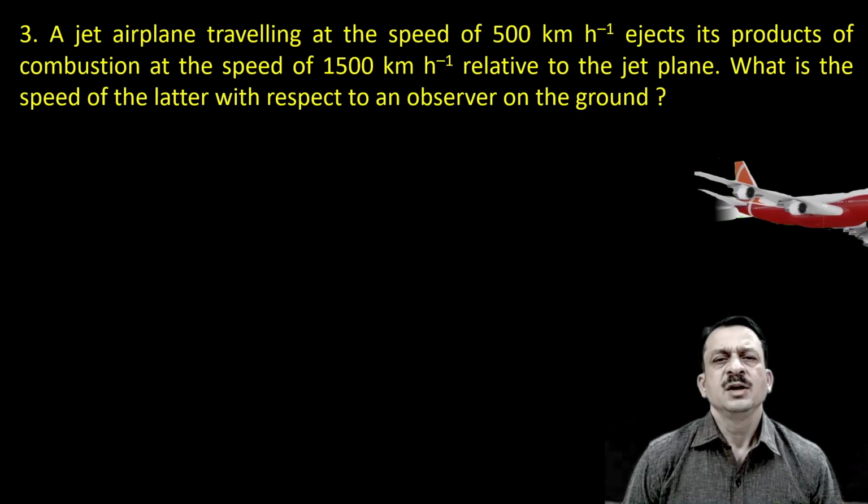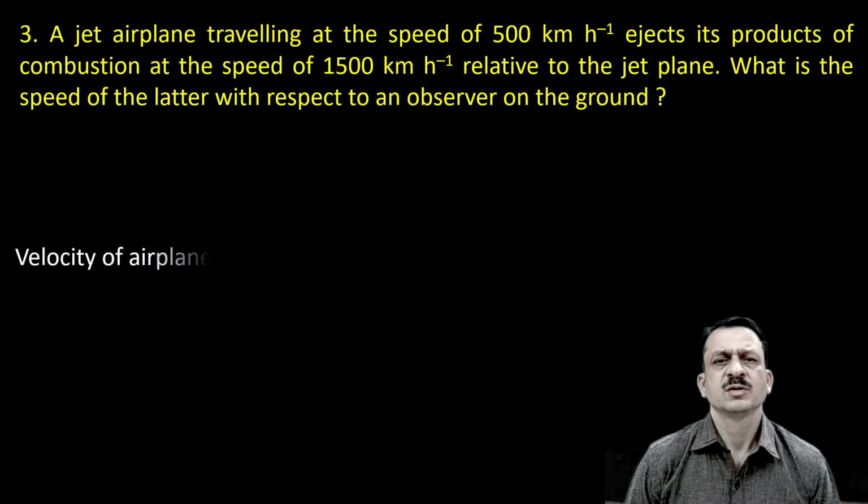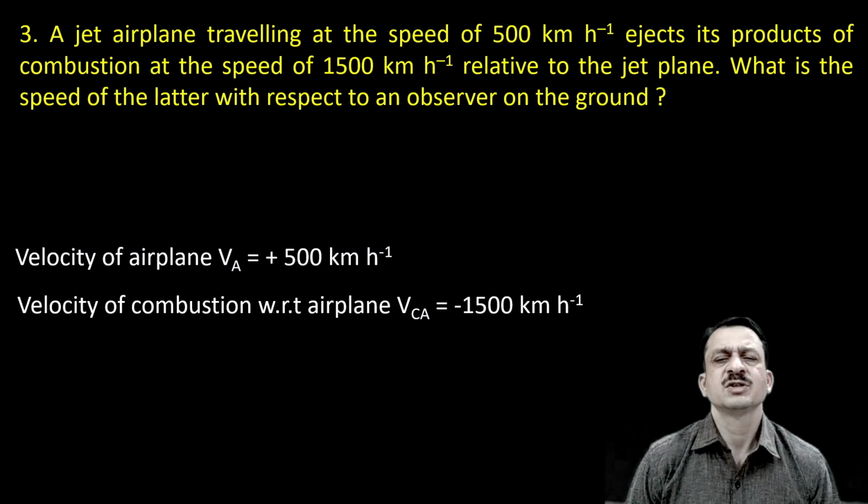Now we'll work out the velocity of the products of combustion with respect to an observer on the ground. The velocity of the aeroplane VA is positive 500 km per hour, and the relative velocity of combustion with respect to the aeroplane, that is VCA, is minus 1500 km per hour. Why have I chosen minus here? The combustion gases are in the opposite direction to the motion of the aeroplane.